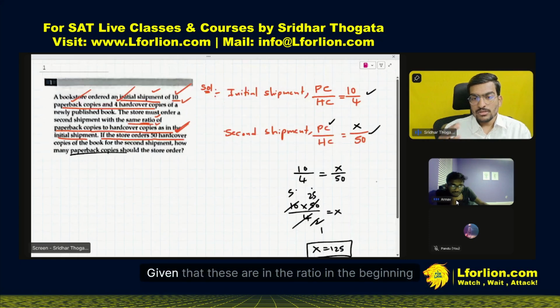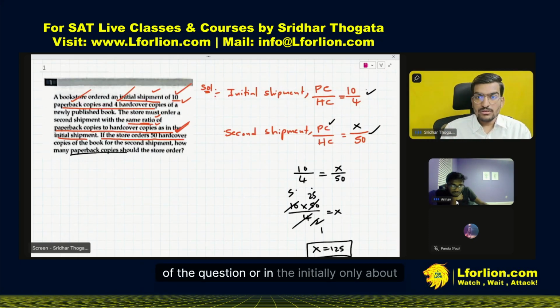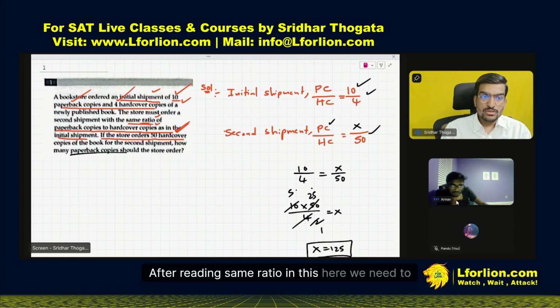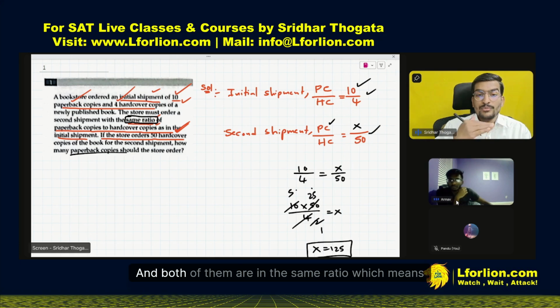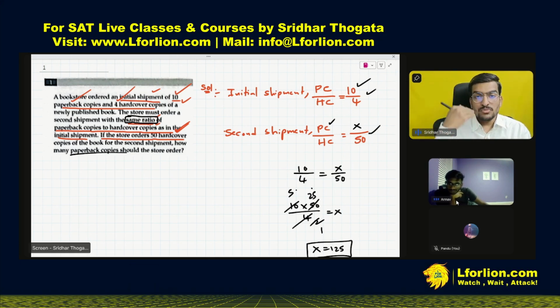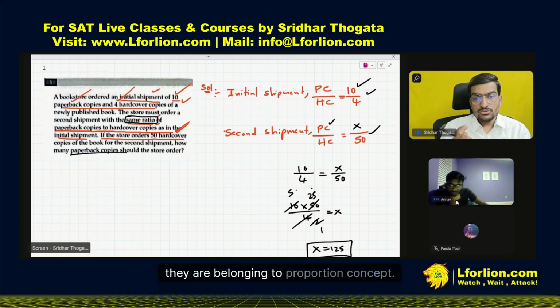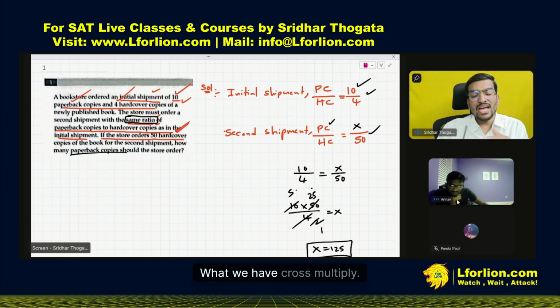Here they did not say that these are in a ratio in the beginning of the question, initially only about this. After reading same ratio here, we need to understand that this is a ratio question and both of them are in the same ratio, which means they belong to the proportion concept. So just equate both pieces of information we have, cross multiply, and you'll get the unknown value. The same story from the beginning.